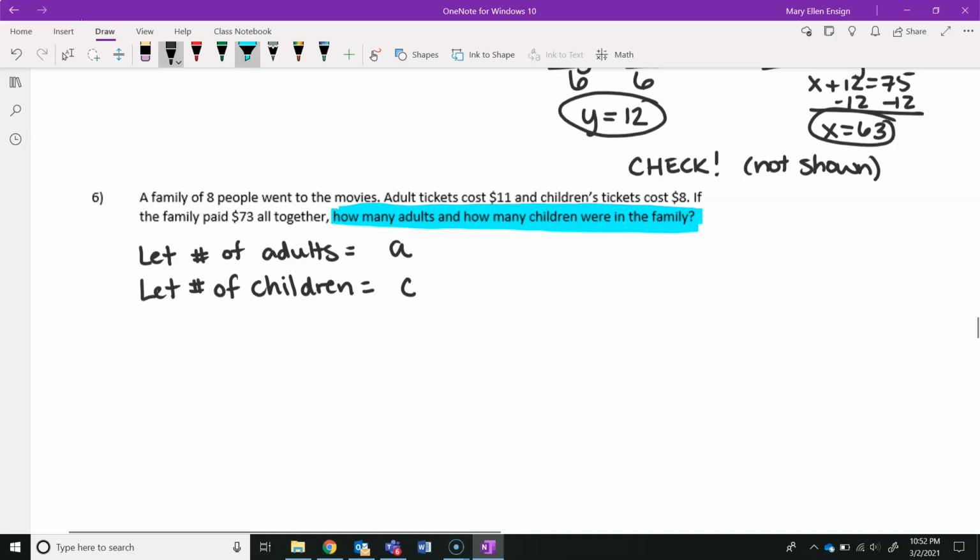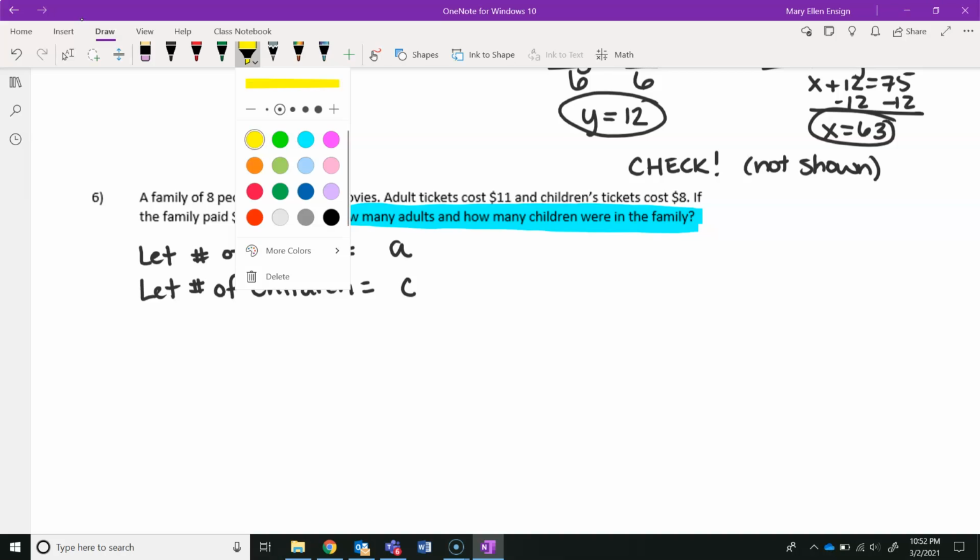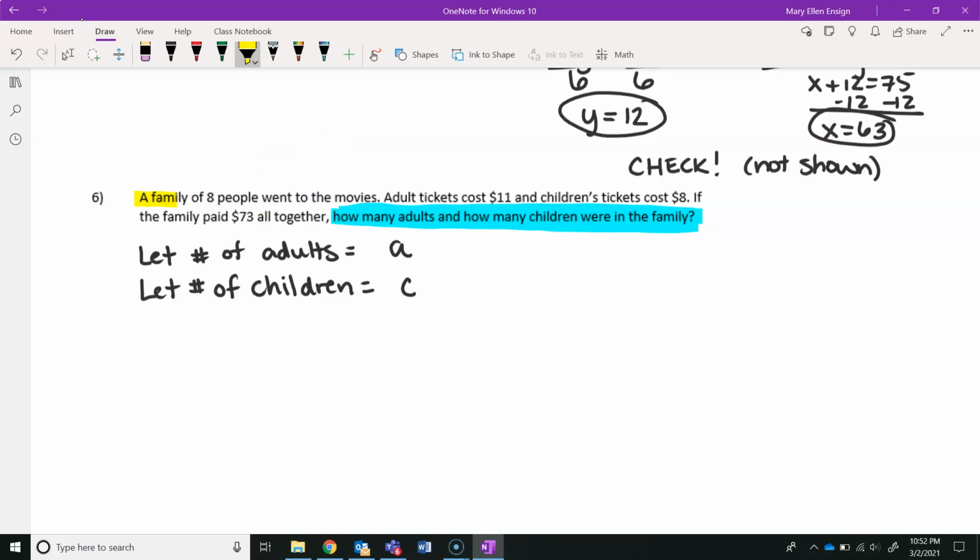So the first sentence says a family of 8 people went to the movies. Okay, so 8 people went to the movies. We're going to assume all of them are either an adult or a child, right? Sort of the only options. So when I had this group of 8 people here, here's my family of 8.